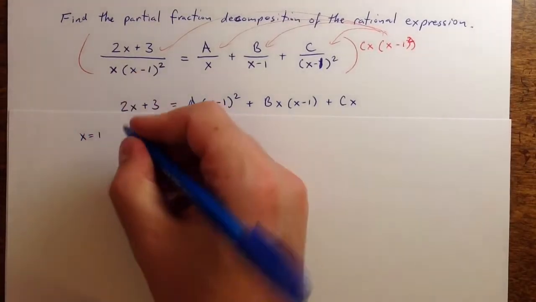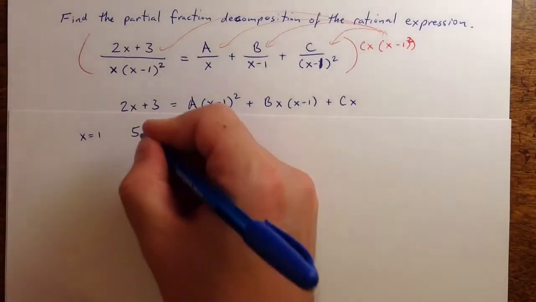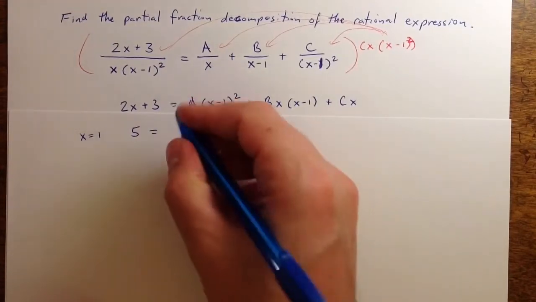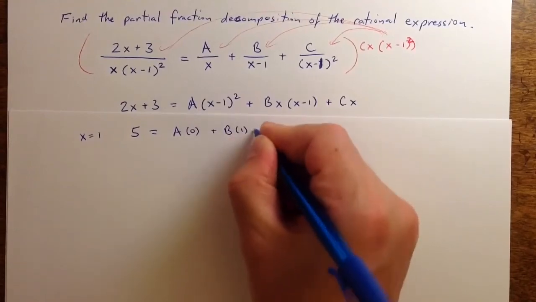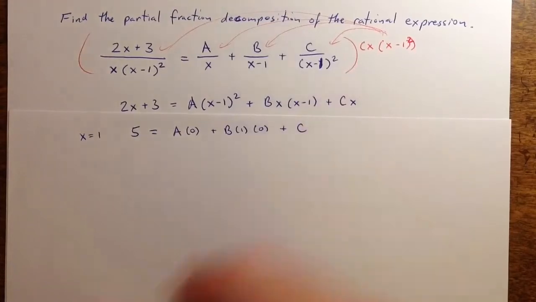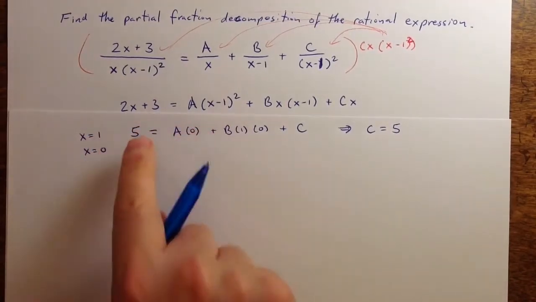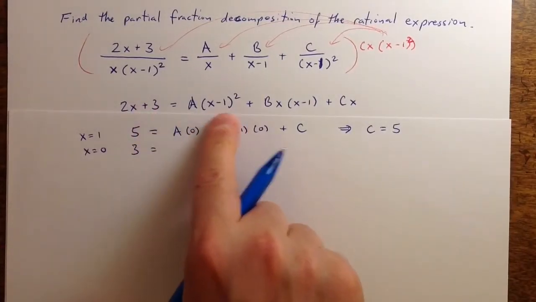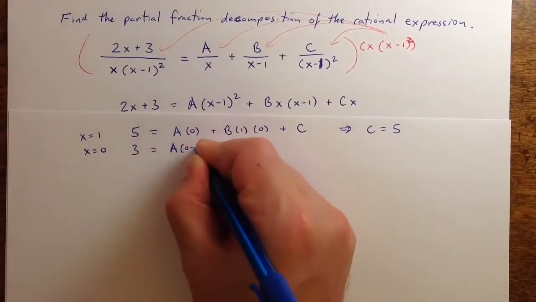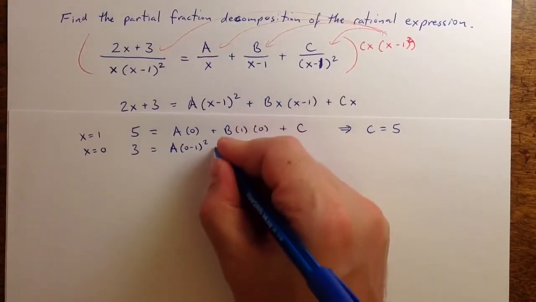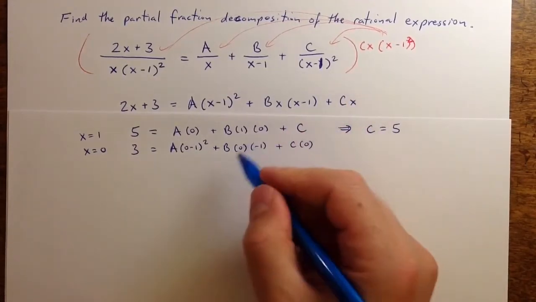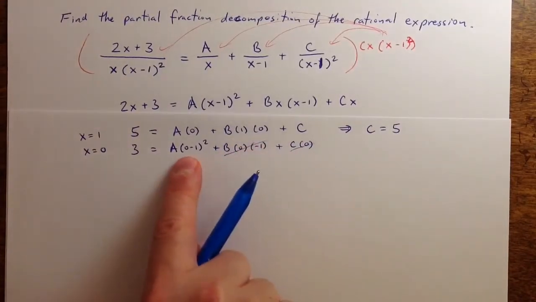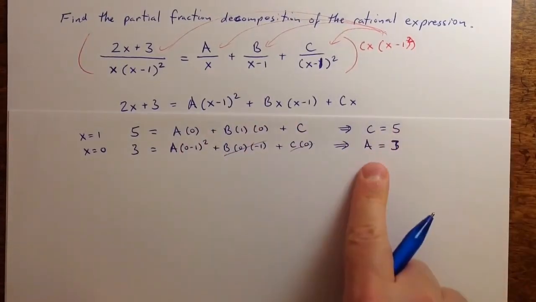If we plug in 1 for x, we end up with 5 on this side, and on the other side, the A factor is going to disappear because it becomes A times 0, as does the B factor, because that'll become B times 1 times 0. And so the only thing that's left is C. So that tells me that C has to equal 5. And if I plug in x equals 0, then this becomes 3. And here I get A times 0 minus 1 squared, and B times 0 times negative 1, and C times 0. So the B and C terms disappear because they have a factor of 0. Negative 1 squared equals just 1, so we end up with A equals 3.